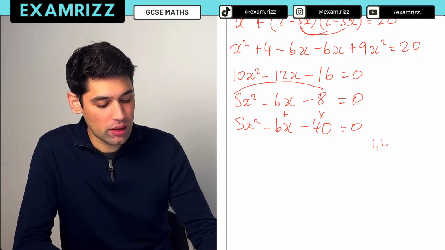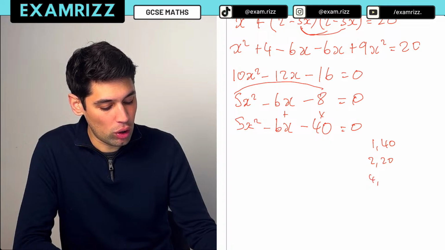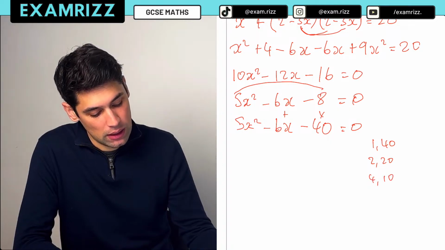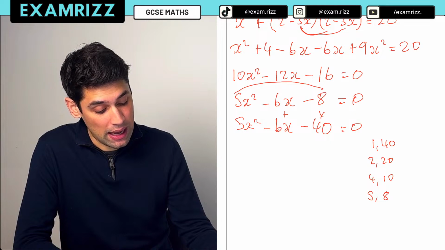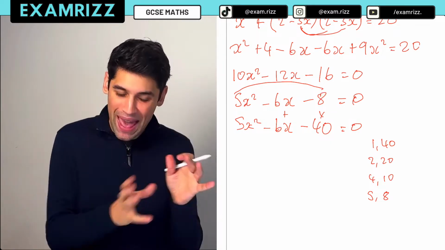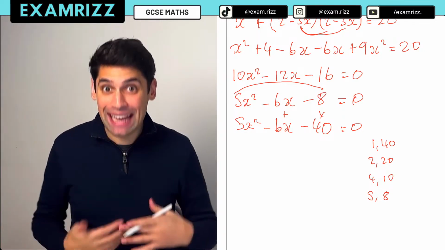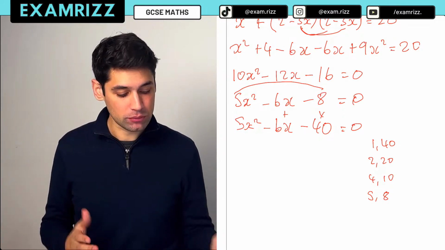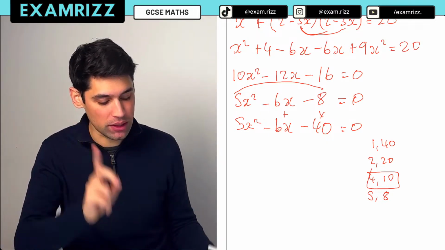So we've got 1 and 40, 2 and 20, 4 and 10, 5 and 8, and that's all the pairs of numbers. So the numbers we're going to choose are going to be a pair that's right here. Which of these pairs of numbers can add or subtract to make negative 6? That's going to be this one. 4 and 10 can make negative 6.